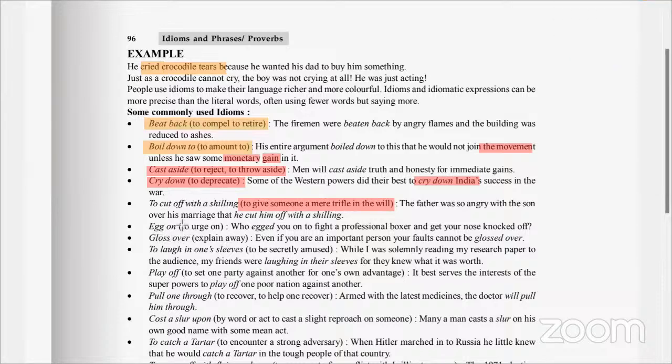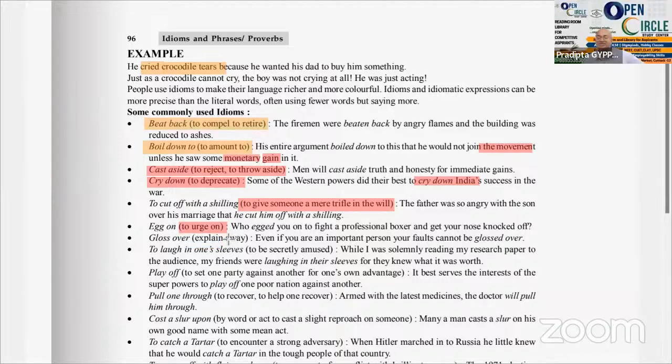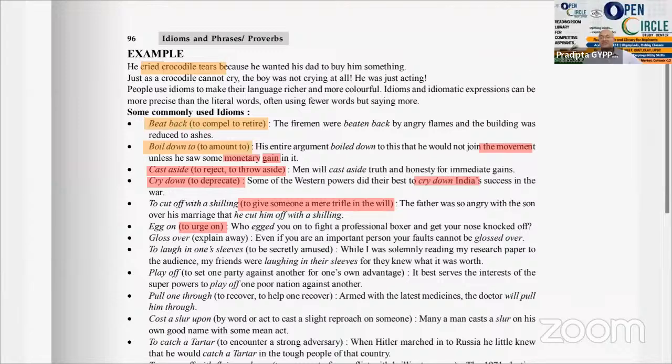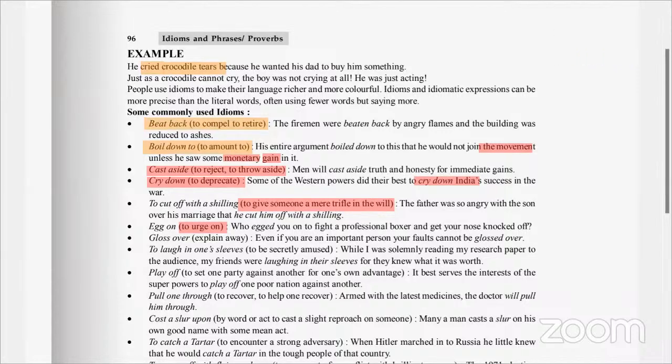Egg on. To urge on. What do you mean by the word urge? U-R-G-E. The word urge means request deeply. Write down. Request deeply. Urge. Deep belief? That is another. But here it means request deeply. Next. Who egged you on to fight a professional boxer and get your nose knocked off?